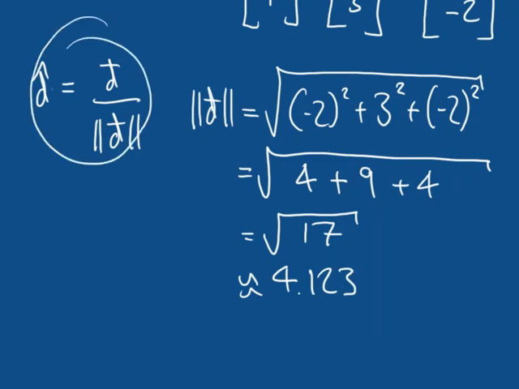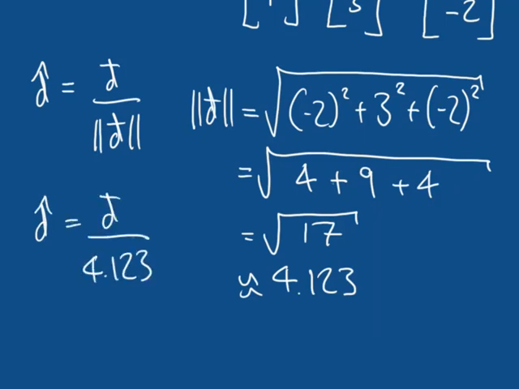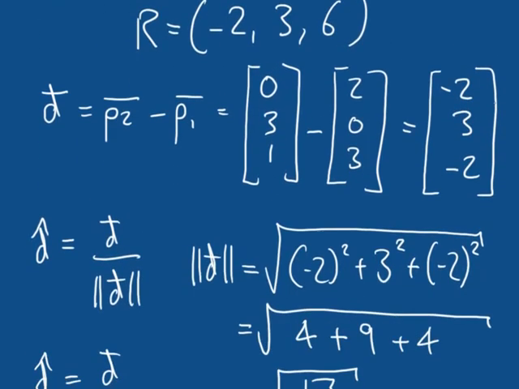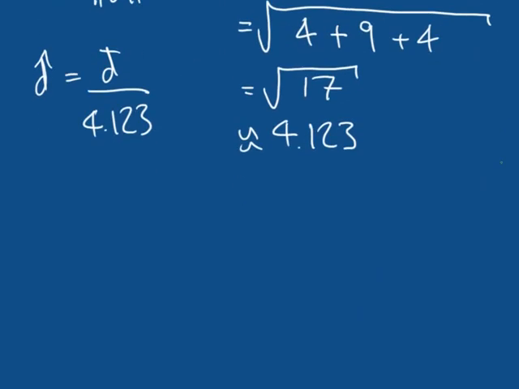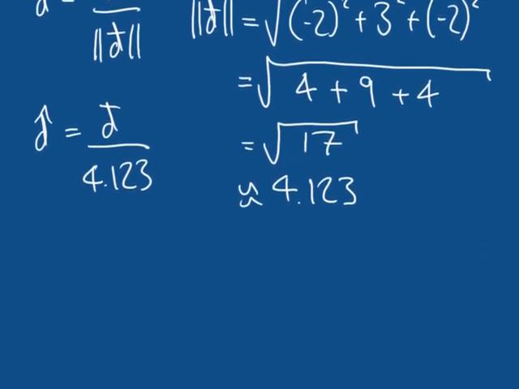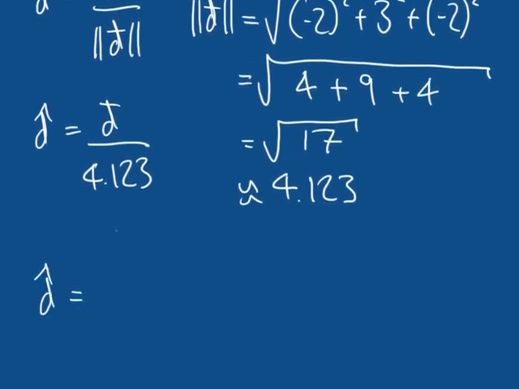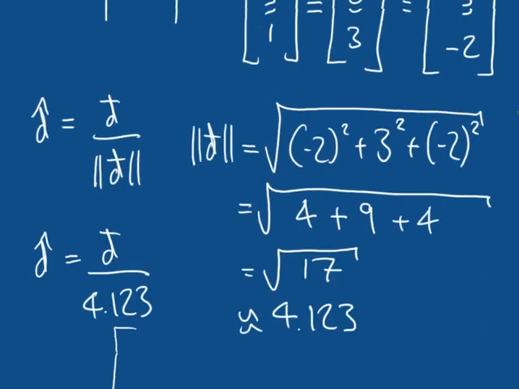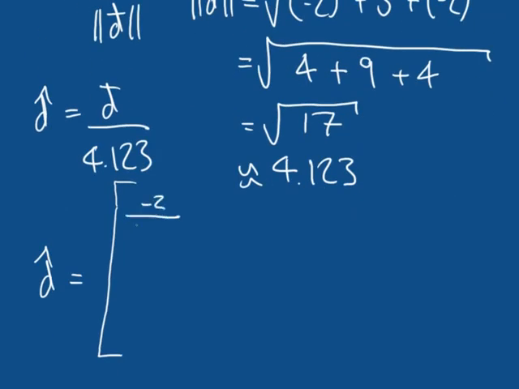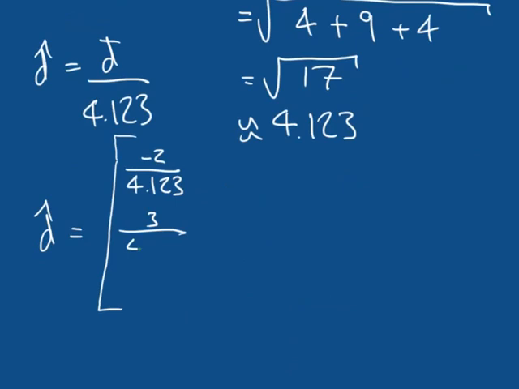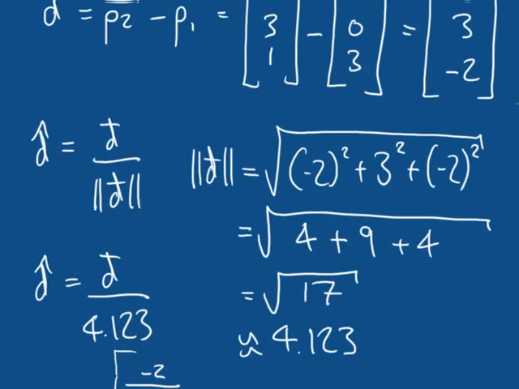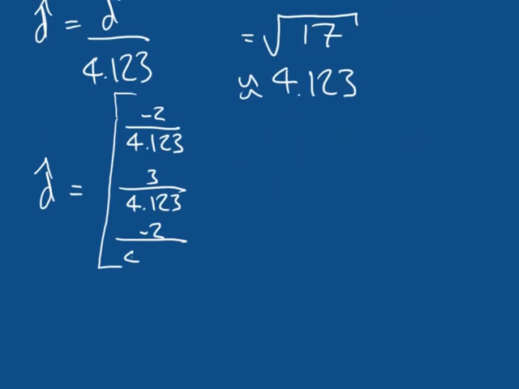We now need to normalize d. That means we're going to take d and divide it by 4.123, which we know from our earlier videos means we're going to take each of the components of d and divide each of the components by 4.123. So d hat, our unit vector d, is equal to: the first component of d is minus 2, so minus 2 divided by 4.123. The second component is 3, so 3 divided by 4.123. And the third component is minus 2, so minus 2 divided by 4.123. That's going to give us the vector. Again, I'll use a calculator here.